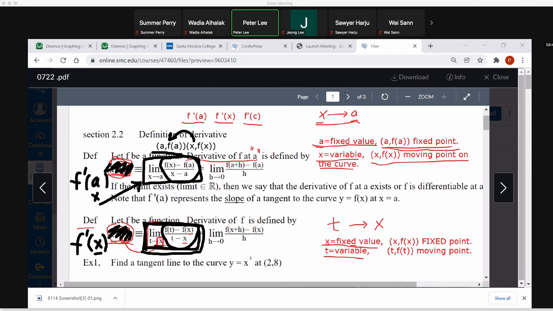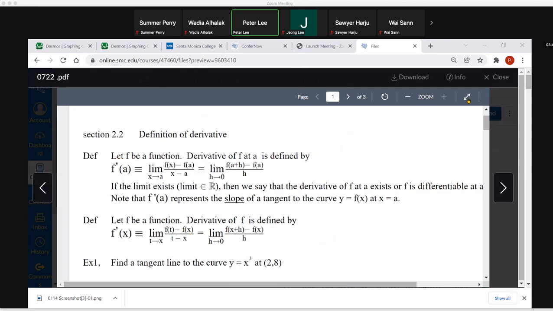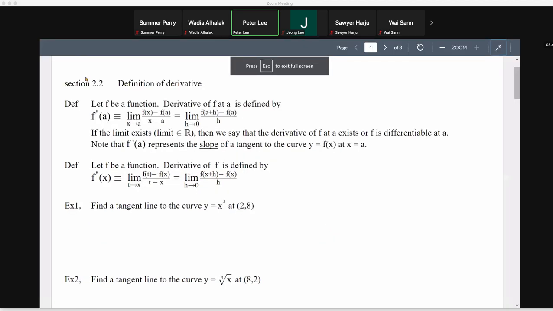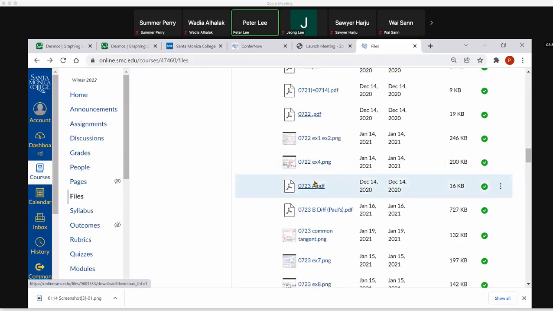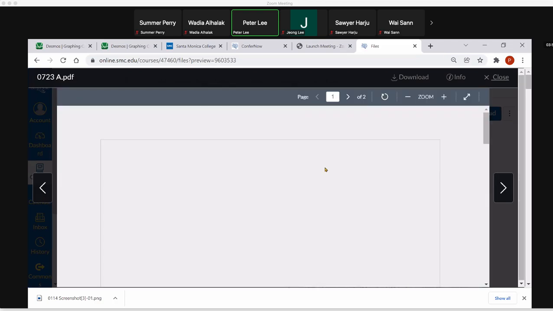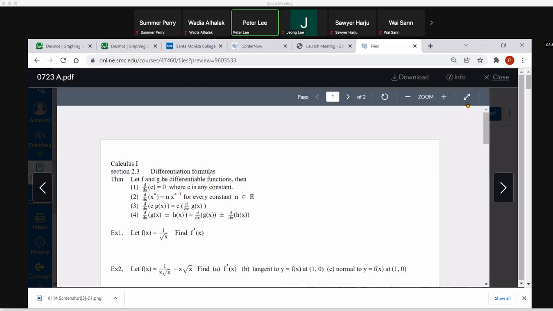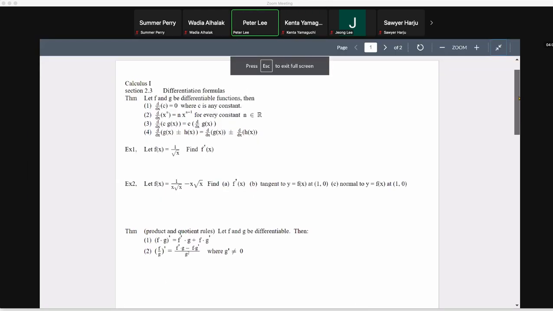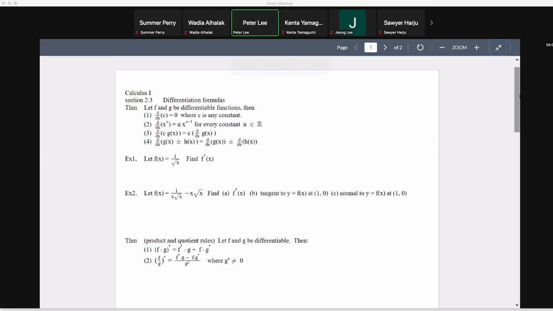Okay, so now I'm going to save this and clear all this. What I'm going to do is I'm now going to move on to section 2.3. 2.3 here. 2.3, right. Okay, so section 2.3, I barely explained to you these rules here. Now these are called the rules of differentiation. So section 2.3, differentiation formulas.